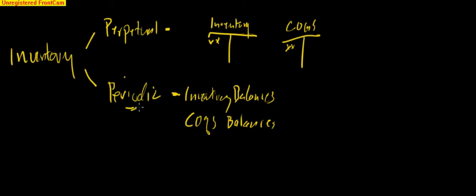So under a periodic system of inventory, rather than posting into inventory and cost of goods sold, we're going to be posting into a purchases account. There's an account called purchases that we post into as opposed to an inventory account. And then cost of goods sold is determined through a calculation. It's the calculation I showed in the last video.